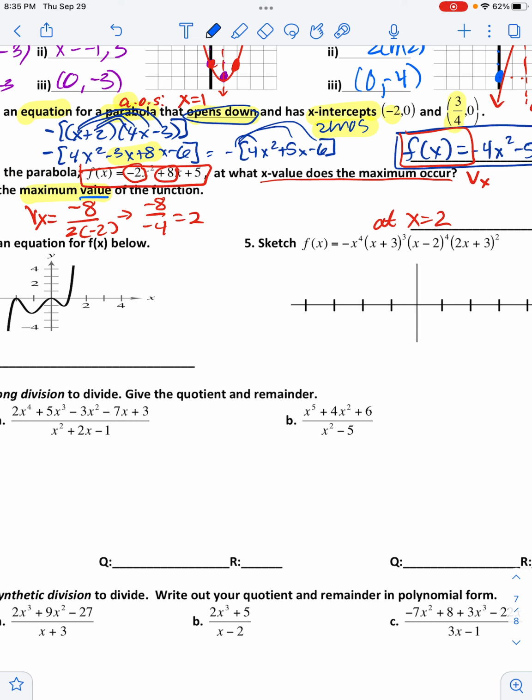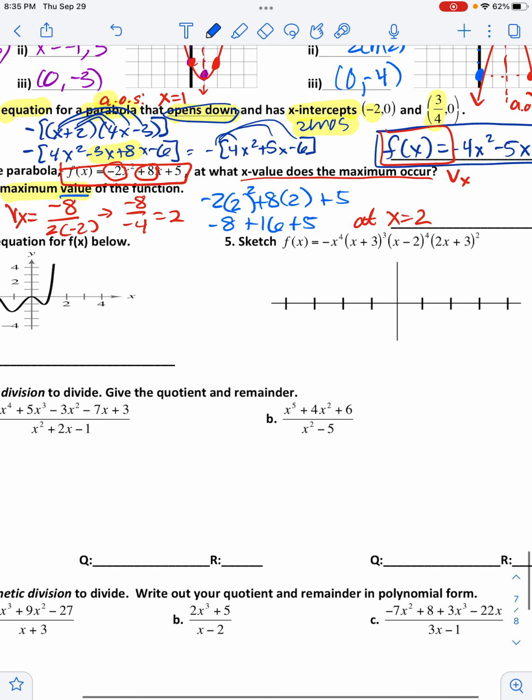You plug what you got for x into the original function. I got a 2, it goes in here. It goes in for all of the x's. So doing a little PEMDAS, 2 squared is 4 times -2 is going to be -8 plus 16 plus 5. And so I end up with 13. So at x equals 2, I'm going to have a max of 13.